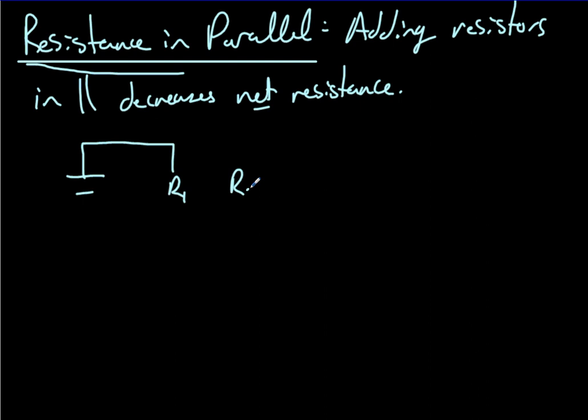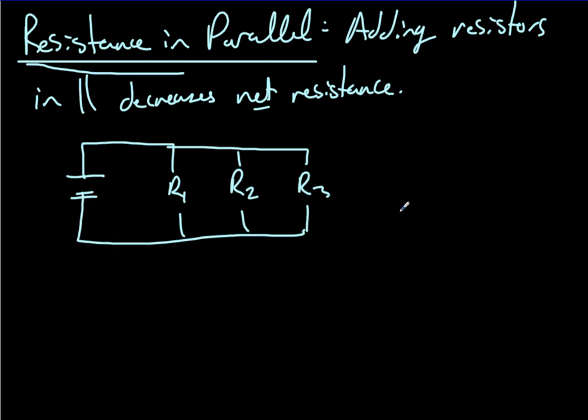Okay, so let's draw a generic parallel situation. Just before we get to that, houses are wired in parallel. What this means is, if this is a light socket, and this is a light socket, and this is a light socket, if these were in series, the more lights we added, the more resistance we would have, the less current traveling through, and therefore the dimmer the lights would get.